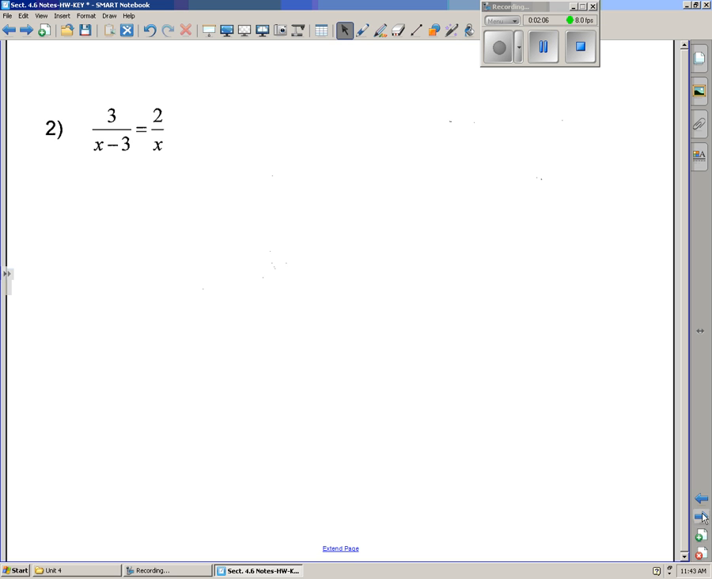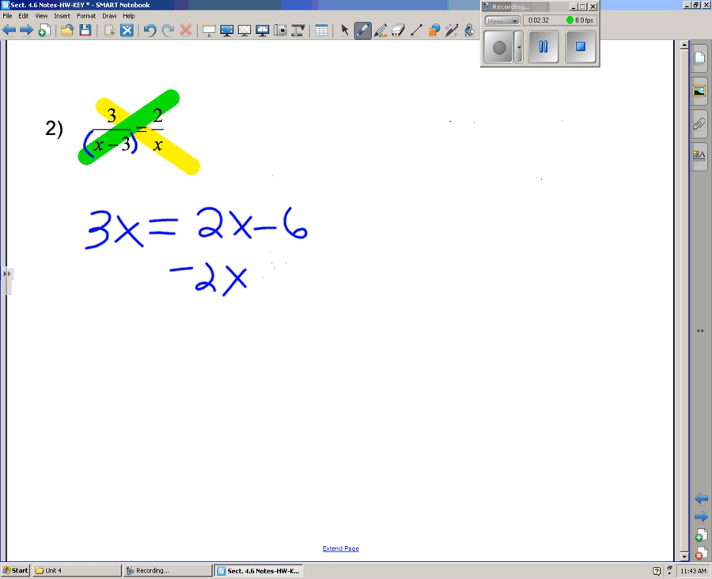Next one. Again, cross multiply. So this diagonal becomes 3x equal to this diagonal. And I'm going to actually distribute as I cross multiply, so it becomes 2x minus 6. Remember you need to be able to distribute. So I was distributing at the same time I cross multiplied. When you solve this equation, you subtract 2x from both sides, and you get x equals negative 6.